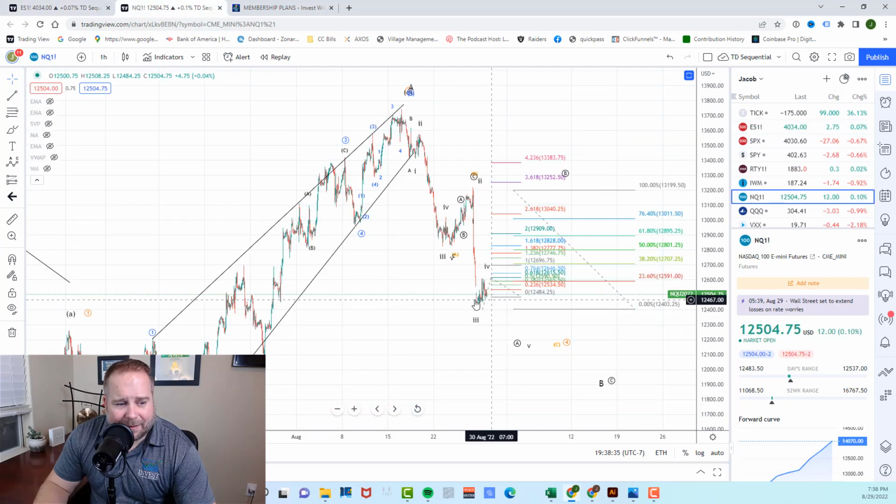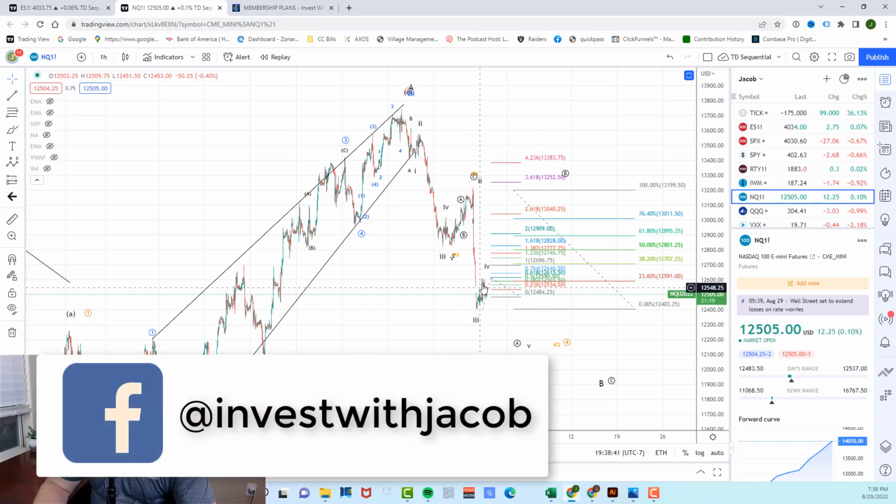Over on the NASDAQ, same type of situation. Are they going to try to push up towards 12,700 first and then give us the sell-off? Or have we gotten all of wave 4 in, and then we're going to head directly down towards that 12,250 to 60 area to find out if we are going to be in wave 4 or wave A, and if support can hold down there.